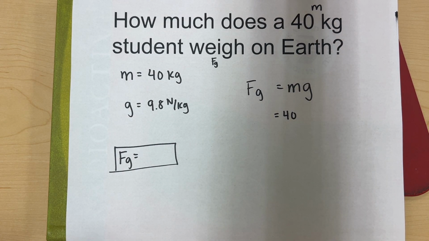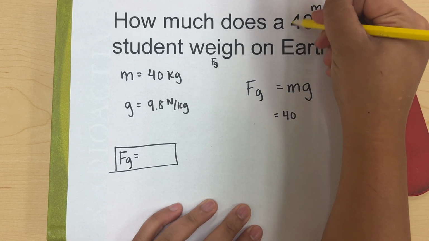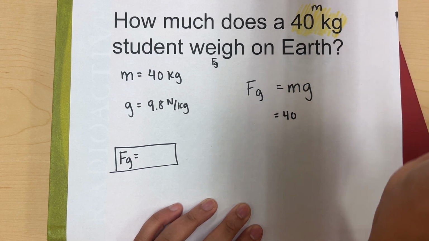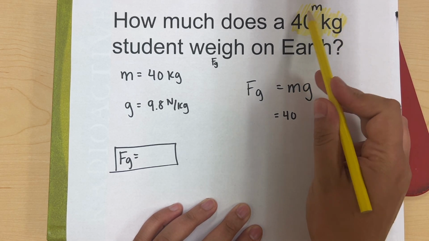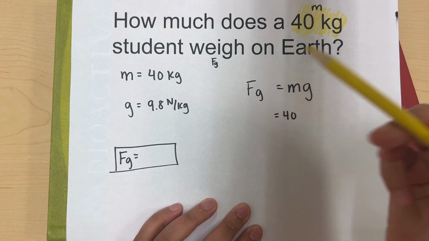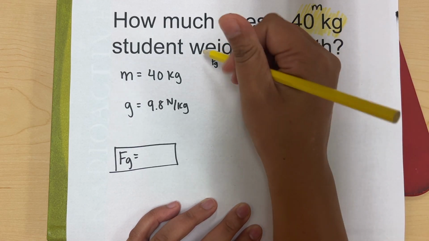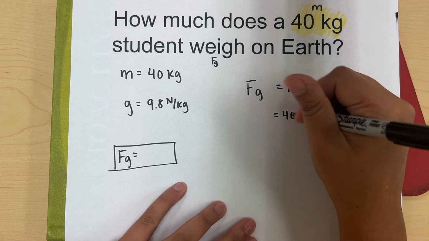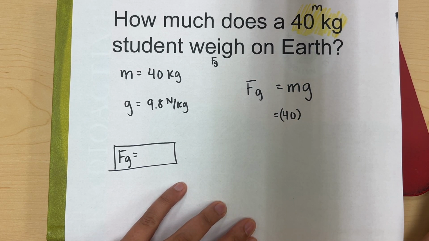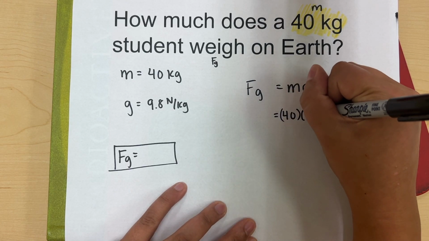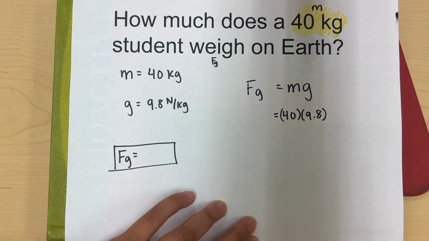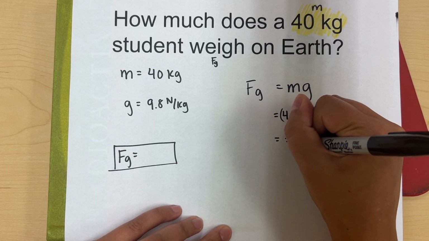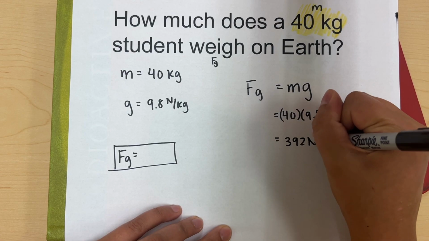If you have trouble figuring out what is what, a thing you could do is, when you see numbers, highlight them and then ask, okay, which symbol does kilograms go with? Oh, it's a mass. Highlight all the things that are numbers and then try to solve it. So I've got my 40 kilograms of mass times 9.8 newtons per kilogram. This gets me a weight of 392 newtons.